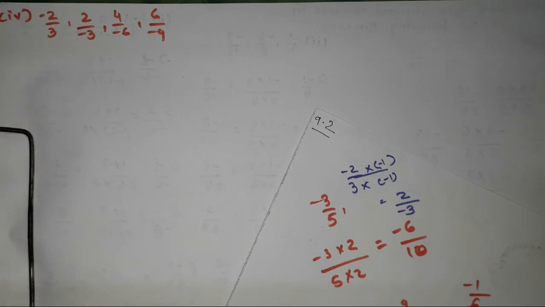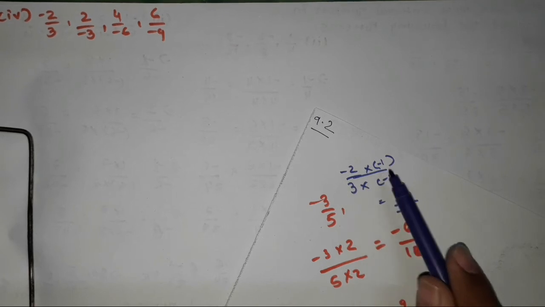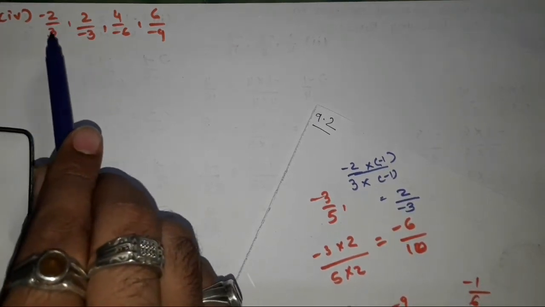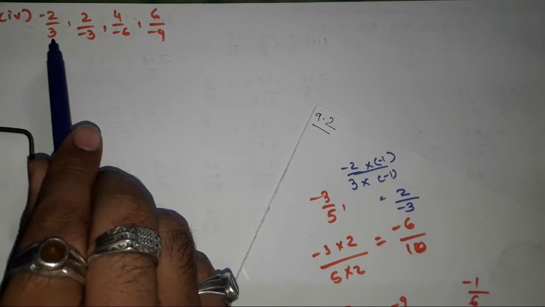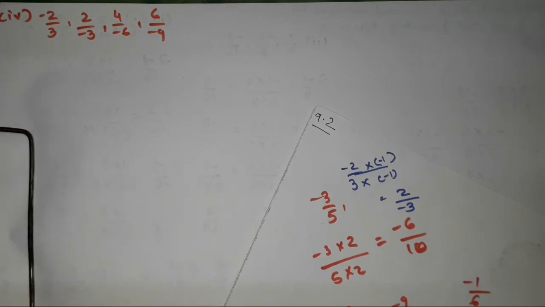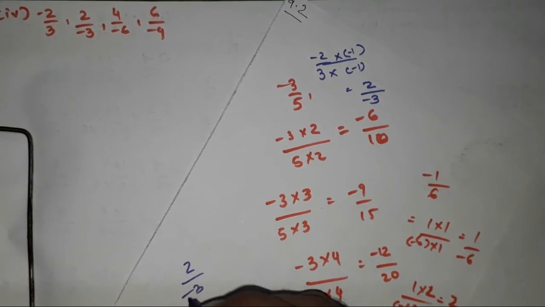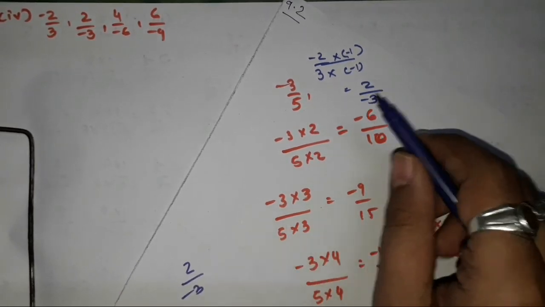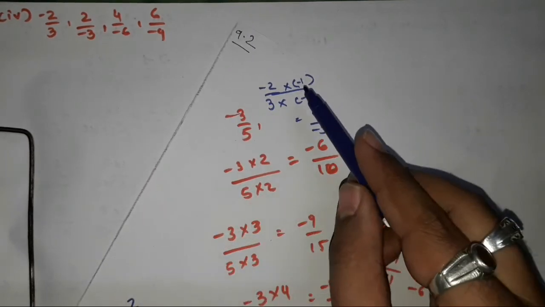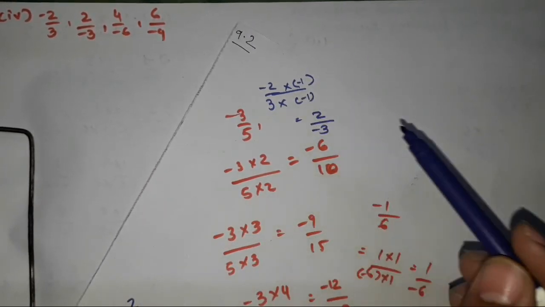So this 2 is positive. How can I get this 2 positive? If I multiply this minus 2 with minus 1, I will get positive 2. Similarly, the pattern which has been continued is that this 3 is multiplied with minus 1. So if I multiply this 3 with minus 1, then I will get minus 3. Then again the same pattern has been continued, that 2 upon minus 3. How do we get 2 upon minus 3? By multiplying denominator and numerator with minus 1.